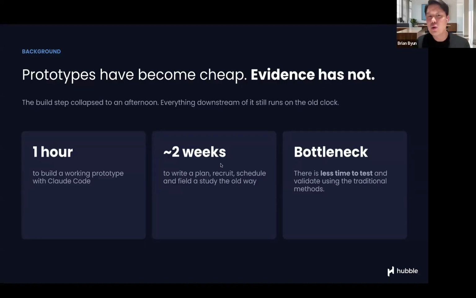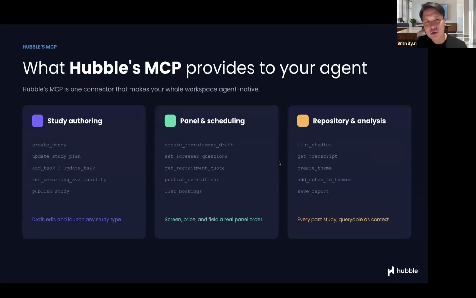Typically, in the old way, it would take 2 weeks for you to write a plan, recruit, schedule, and field a study. And that really is a bottleneck. But, surprise, surprise, using our MCP and the workflows that we have enabled for you, you can make testing much more accessible. You can also proliferate testing. If you're a researcher, you can involve the designers. If you're a designer, you can involve the PMs, and make sure that the continuous process of getting feedback on your UI and the products that you're building becomes a muscle that is much easier to execute with the help of agents.